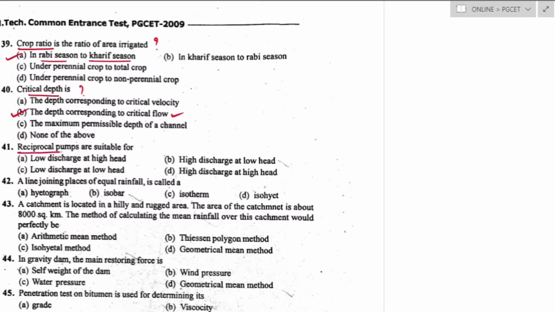Question number 41. Reciprocal pumps are suitable for. Reciprocal pumps are ideal for high pressure and low flow applications. It is suitable for low discharge at high heads. So option A is the right answer.